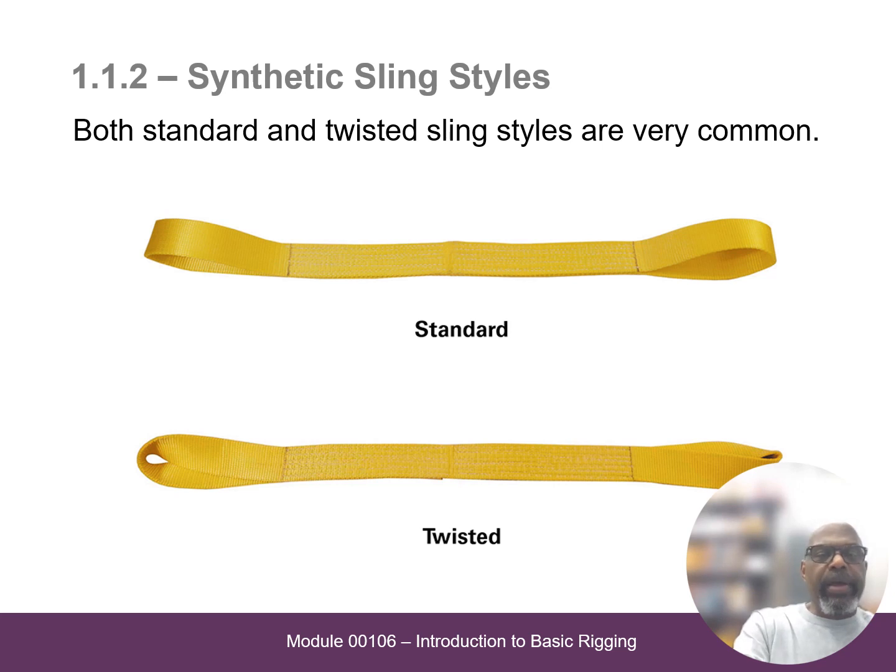Now, these are two types of straps, and the difference is the ends here are twisted. The reason it's twisted is that you can thread it through each other, what they call choking down on your load. Both standard and twisted sling styles are very common. The difference is this will fit into an eyelet and fold in place, while this may be a little bit more bulky when you put it in the eyelet and the hook to do a lift.